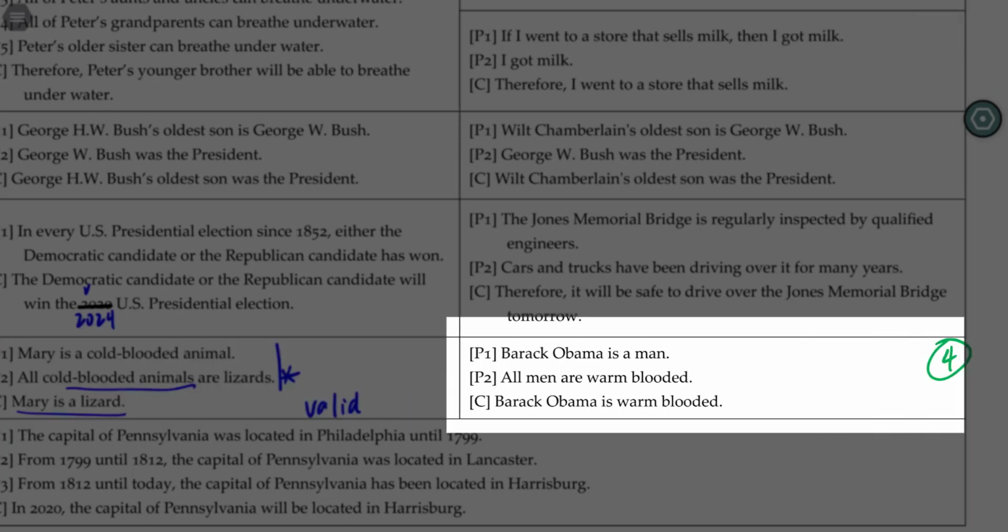This is a very similar argument. This is also valid. Barack Obama is a man. All men are warm-blooded animals. Therefore, Barack Obama is warm-blooded. In this case, the premises happen to be true, but for evaluating whether or not it's valid, that doesn't matter. Again, it's just if they're true, what does that mean for the conclusion? In this case, it has to be true.